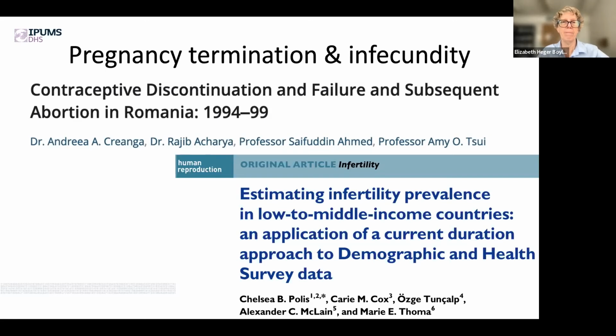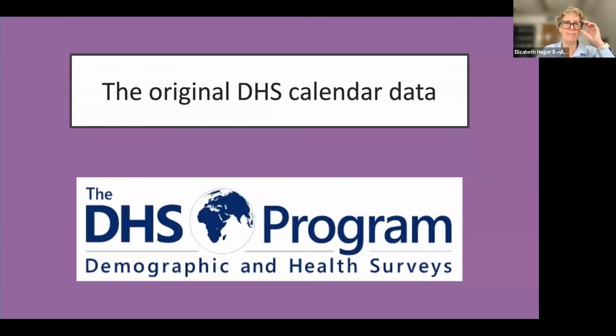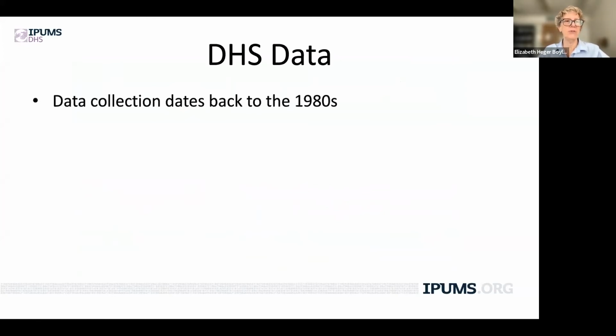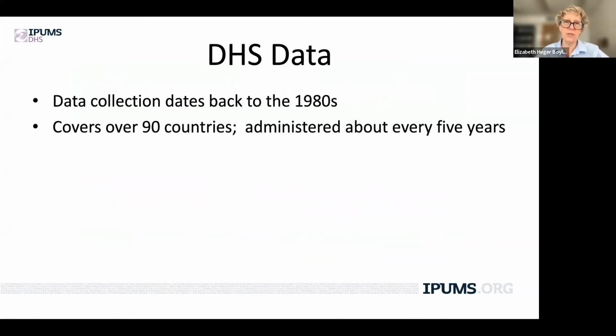Now I want to step back and just talk a little bit more specifically about what the calendar data is. All right. The original DHS calendar data, of course, started with the DHS program and the demographic and health surveys. Let's talk a little bit about DHS. I think some of you are probably here because you are familiar with IPUMS, but you're not so familiar with DHS. And so for you, I want to give you a little bit of background on DHS. The demographic and health survey data collection dates back to the 1980s up to the present. The surveys cover over 90 countries, and they're administered about every 5 years.